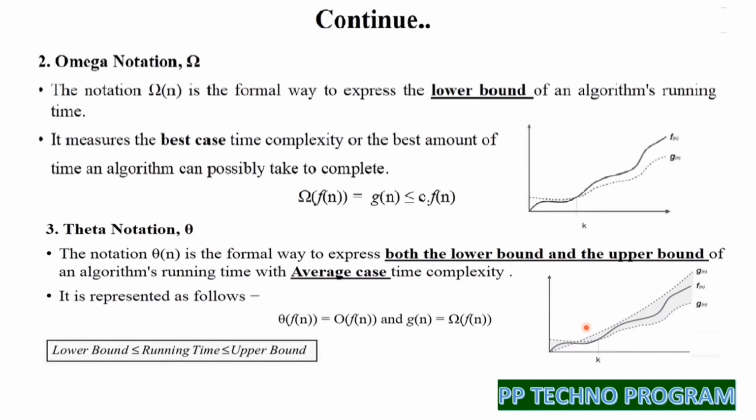So let's see the diagram. Here f of n is the given input and g1 of n is the lower bound, that means best case, and g2 of n is the upper bound. So the average time lies between g1 and g2. It is clear. In my next slide we will discuss some common asymptotic notations.